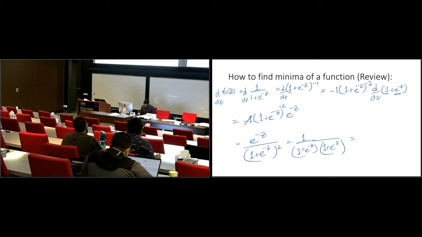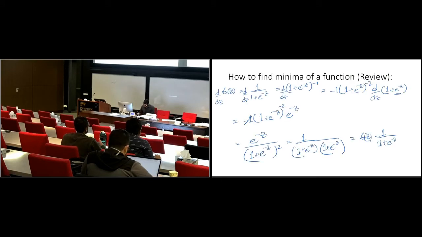Okay, and this is sigma z. Then I can say that I'm adding exponent minus z and subtracting exponent minus z in the numerator, and this becomes 1 minus... z divided by 1 plus exponent minus z.